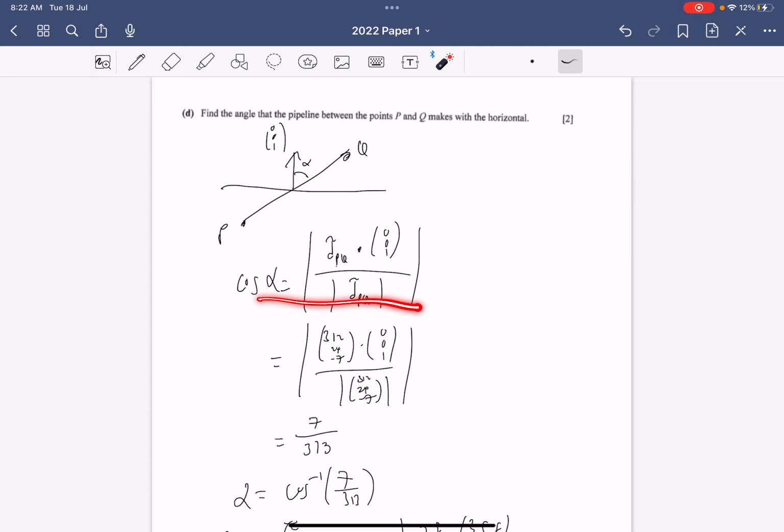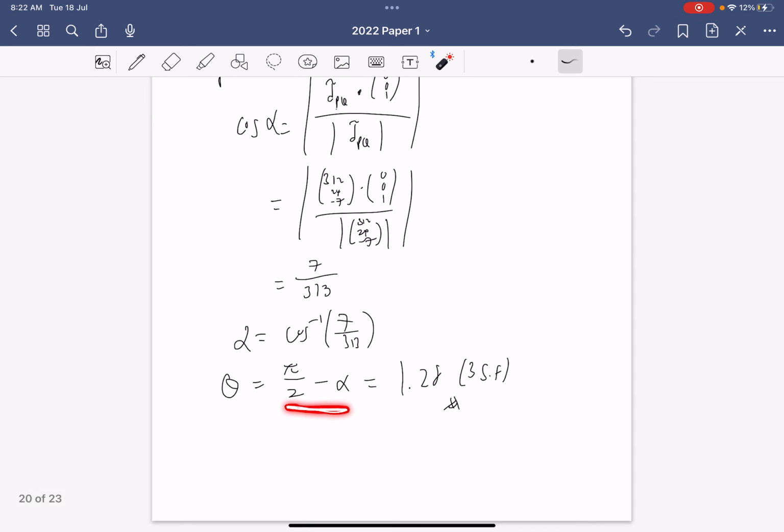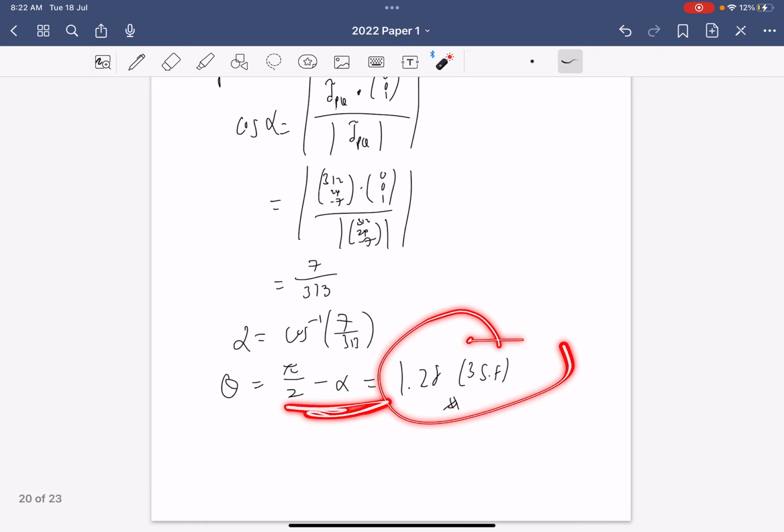So with that, you just do it out and you see that you get alpha equals cosine inverse 7 over 1313. So theta must equal pi over 2 minus alpha, which is this, to 3 s.f.